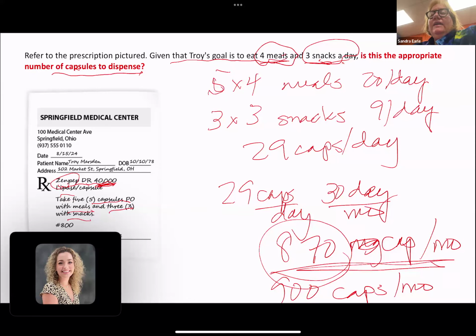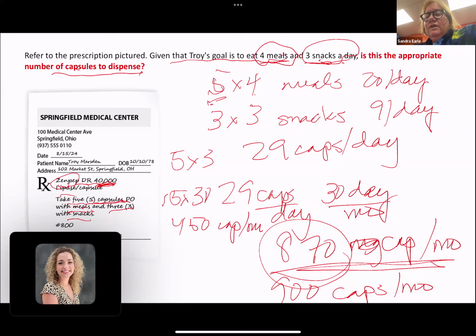So I think I told you I had somebody say, oh, you need to round. If you're getting 5, this is very specific, right? The prescription did say, take 5 capsules PO, so with meals. So they said 5 times 3 is 15 times 30, and so they said, well, I'm only going to give you 450 capsules per month, is what a pharmacist tried to tell me.